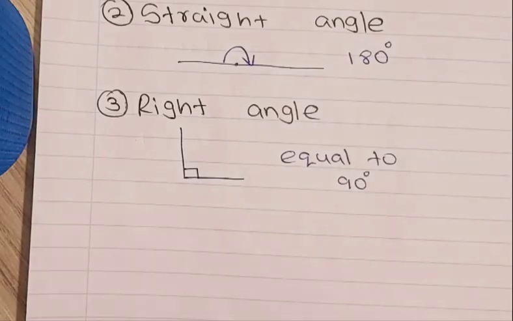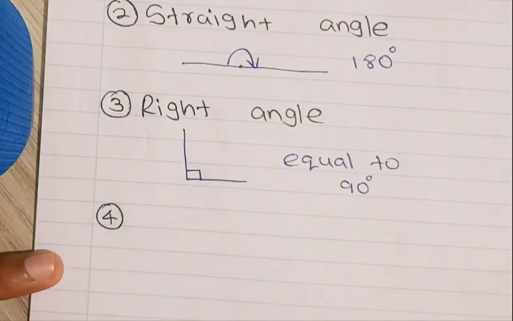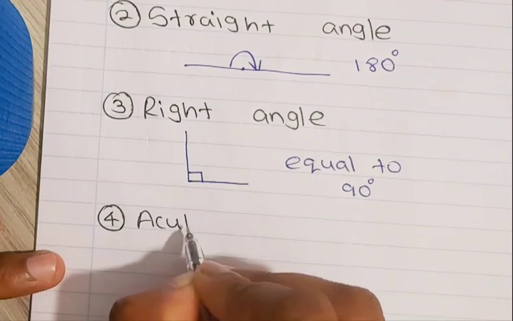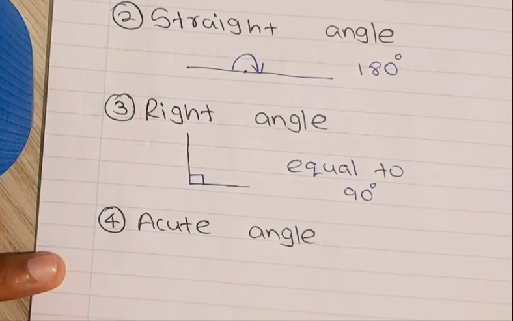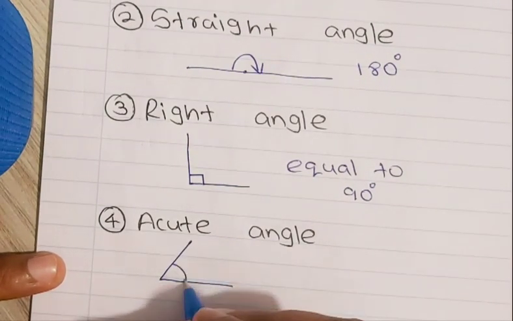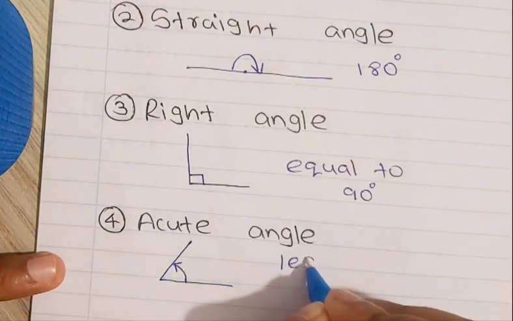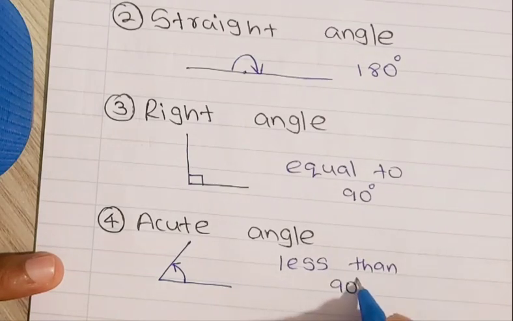Then we can go for the fourth one, the acute angle. Acute angle means if the angle is less than 90 degrees, that is called an acute angle. You can say less than 90 degrees.